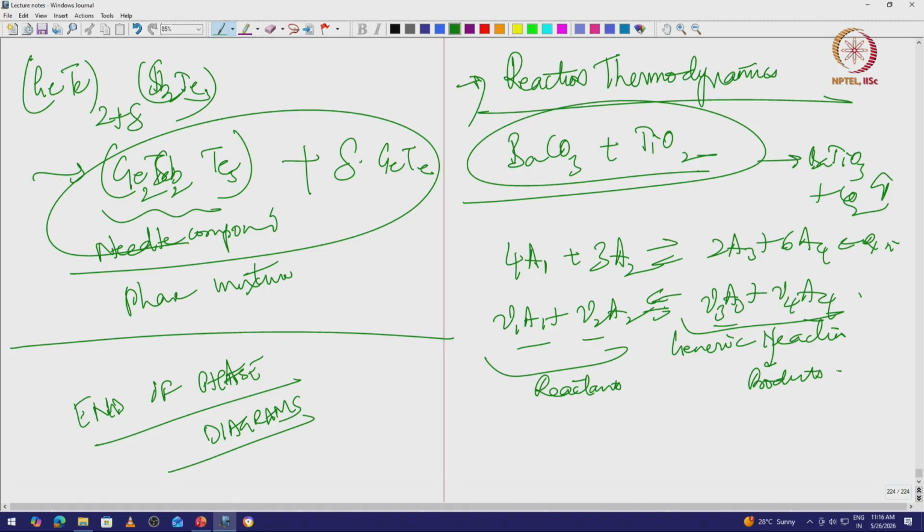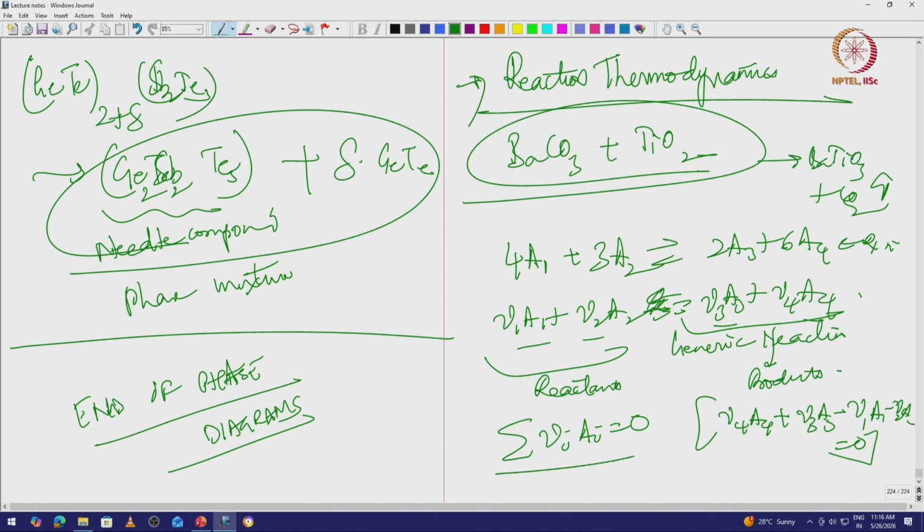Okay. And just to put it more elegantly and mathematically, I am just going to write this as sigma nu_i A_i equal to 0, right. So here this is an equation for a chemical reaction, and that means my products minus reactants, right. So nu_3 A_3 minus nu_1 A_1 minus nu_2 A_2, so that is equal to 0.